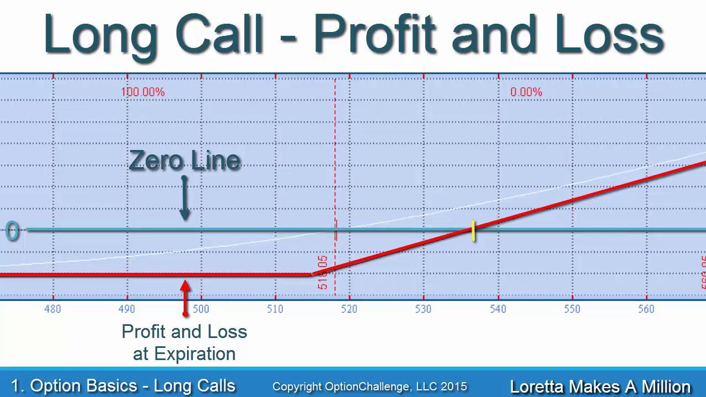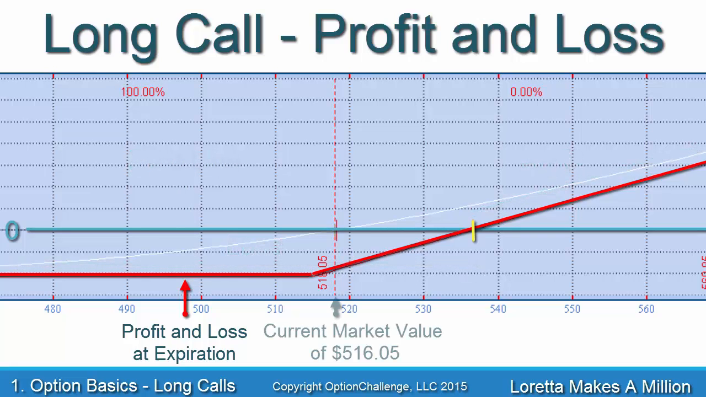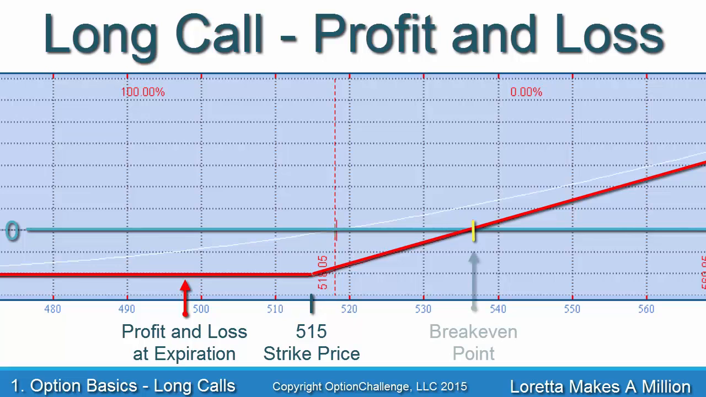Here is the zero line. Any point above the zero line is profit, and any point below the zero line is loss. This dashed red line represents the price that the stock is currently trading at. In this case, it's $516.05. Here is the strike price. Here is the break-even point. For a long call, the break-even is the point the stock price needs to be greater than in order for us to make money at expiration.